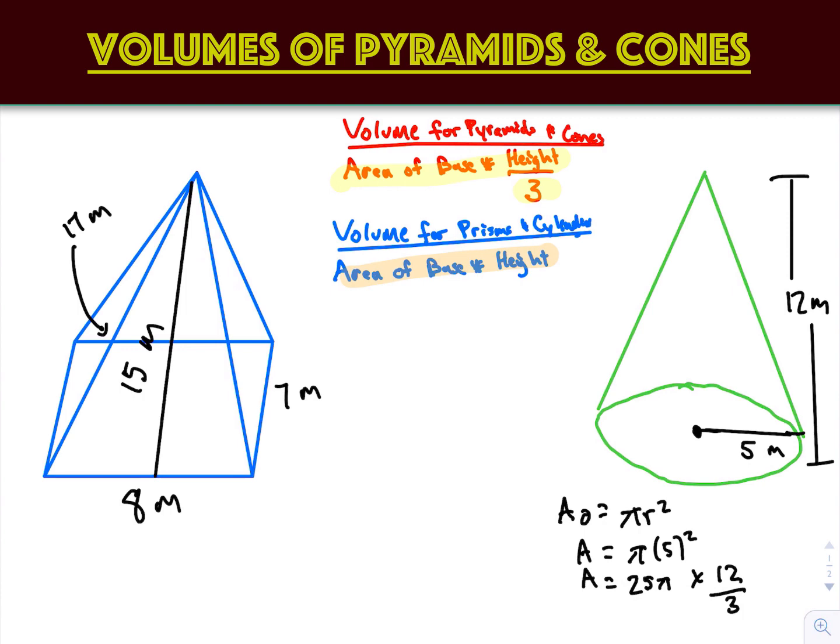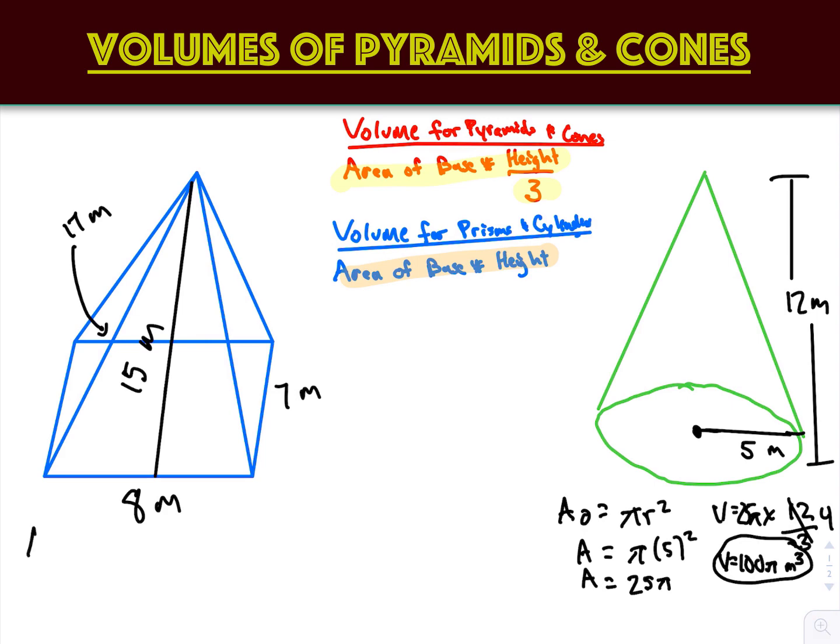Again, because it's a 3-dimensional shape, we divide by 3. With triangles in a 2-dimensional shape, we divide by 2. We can simplify 12 divided by 3 nice and easily. That becomes a 4. We're left with volume equaling 25 pi times 4, or 100 pi meters cubed, because it is volume. Very similar with a right rectangular pyramid.